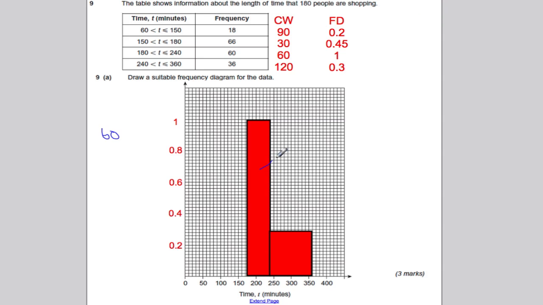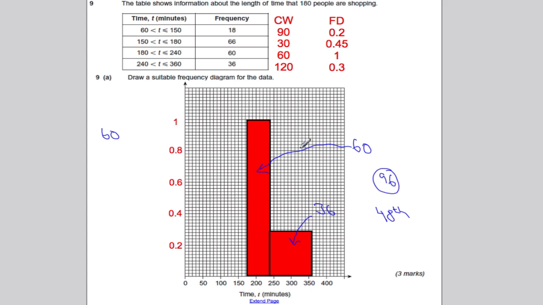So the frequency of this bar is 60. The frequency of this bar here is 36. And again, if you've seen my video on interpreting histograms, this should be okay. The total number of people in these 2 bars is 96. That means the median is going to be the person halfway along. So we'll do 96 divided by 2 to get 48. So I'm only interested in 48 people.